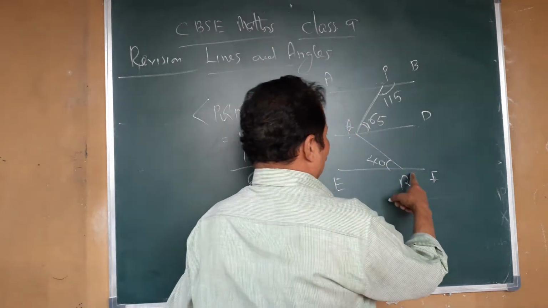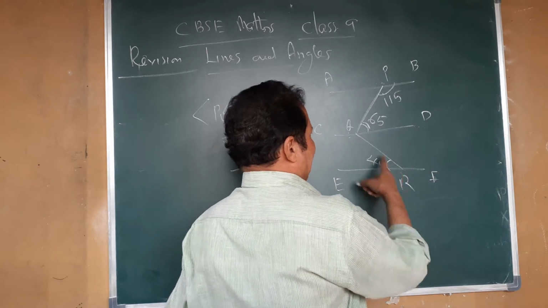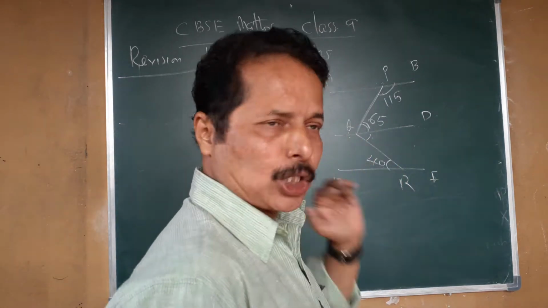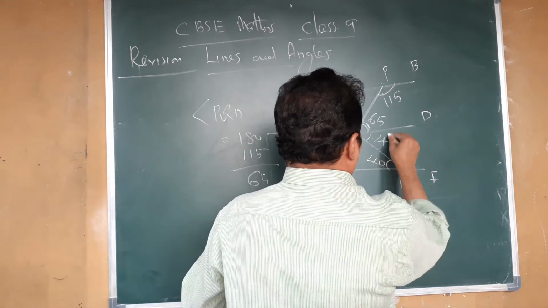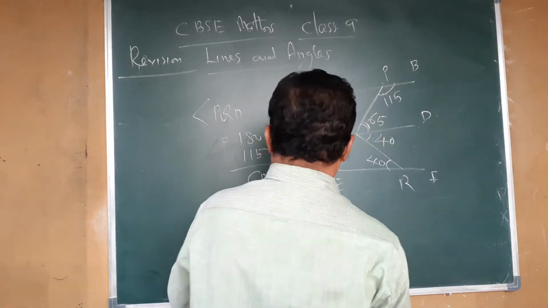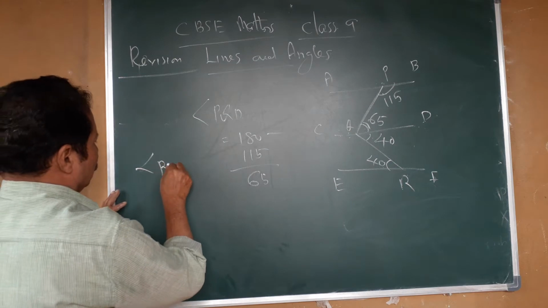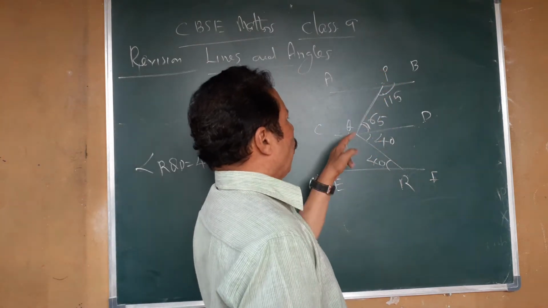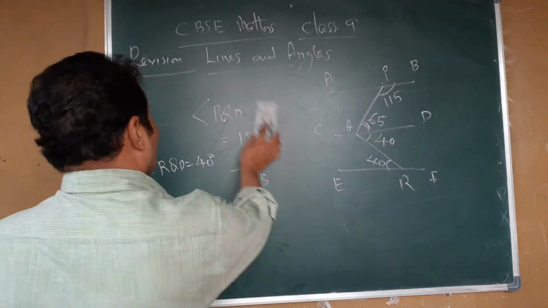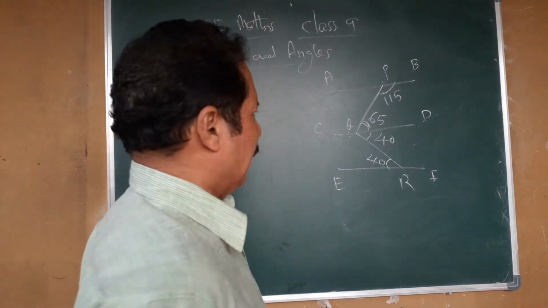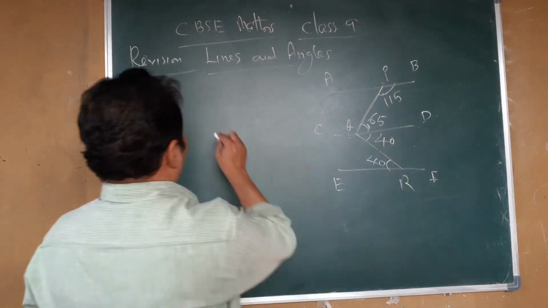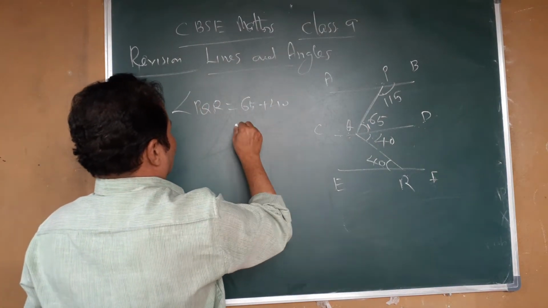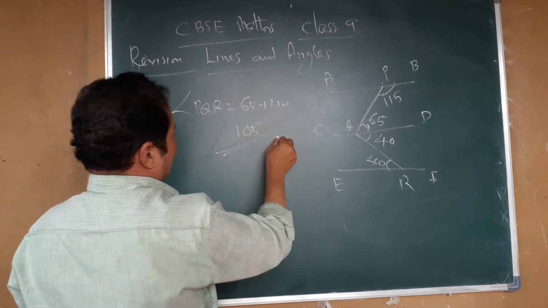And angle QRE and angle RQD, both of them are alternate interior angles. Look at the position. So angle DRQ or RQD equals 40. Okay. So what is angle PQR? The question is to find angle PQR. Angle PQR equals 65 plus 40. That's equal to 105 degrees.